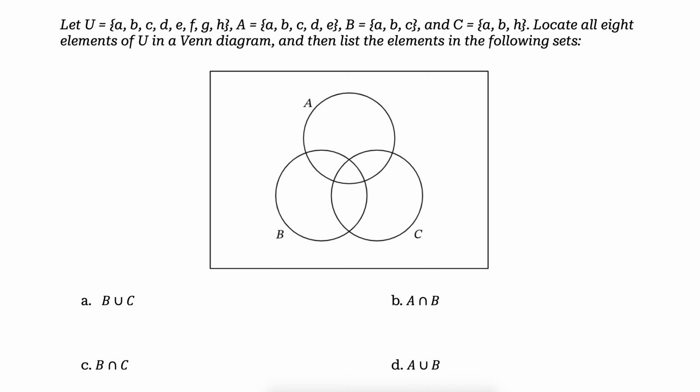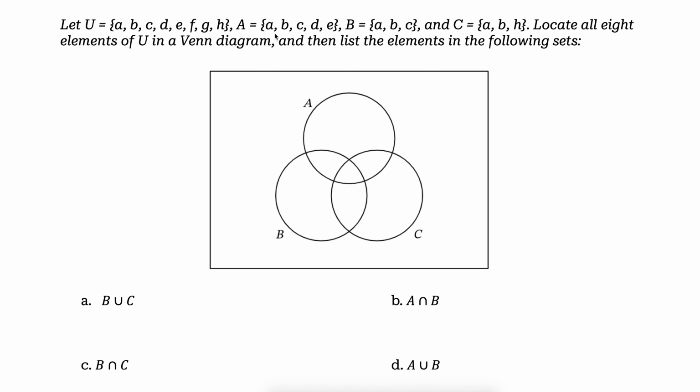For this next example, we are going to fill in the elements on this Venn diagram, and then we're going to look at some unions and intersections and a couple other things. So we're given that the universe is the letters A, B, C, D, E, F, G, and H. Set A contains the letters A, B, C, D, E. B is the letters A, B, and C. And then set C is the letters A, B, and H.